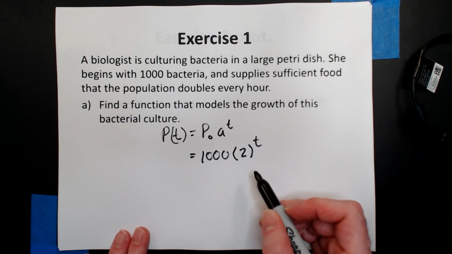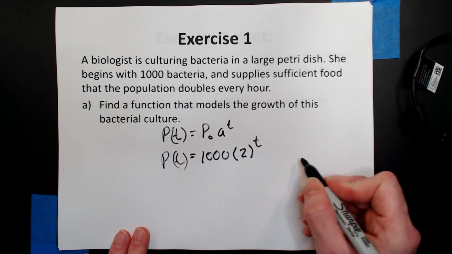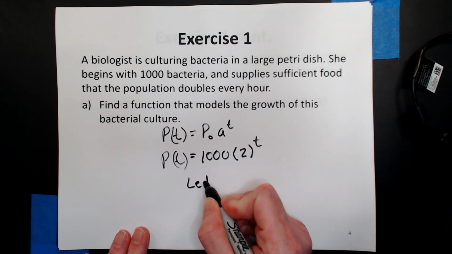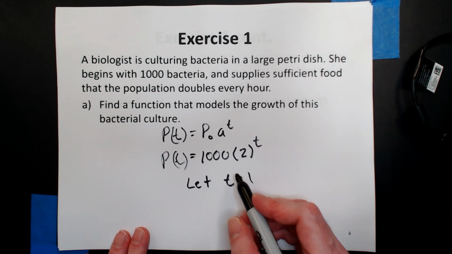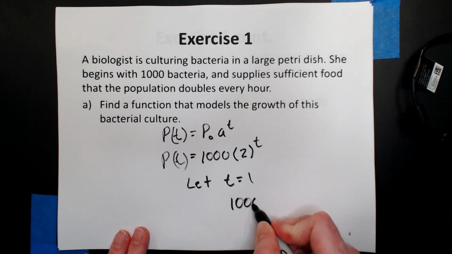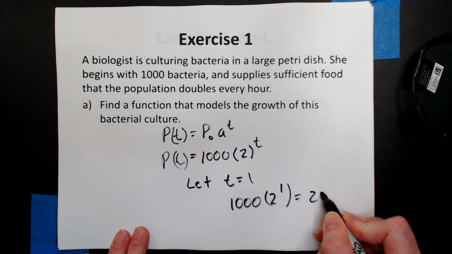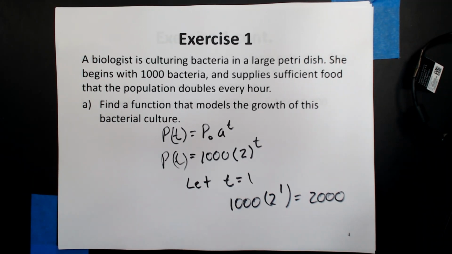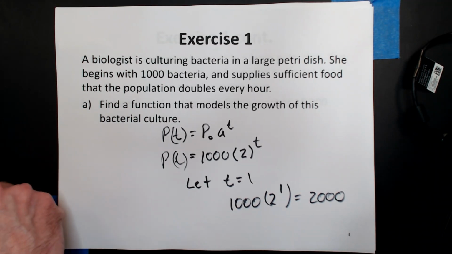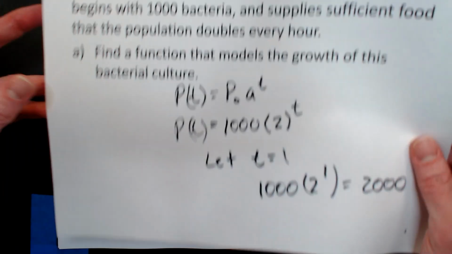Now, I'm going to leave that as t because that's our variable. And if we want to check to make sure this is true, we could let t equal 1, and in 1 hour, it should double. So we should get 1,000 times 2 to the first power, which is 2,000, twice what we started with, 1,000. So that's the model we're going to use right there.